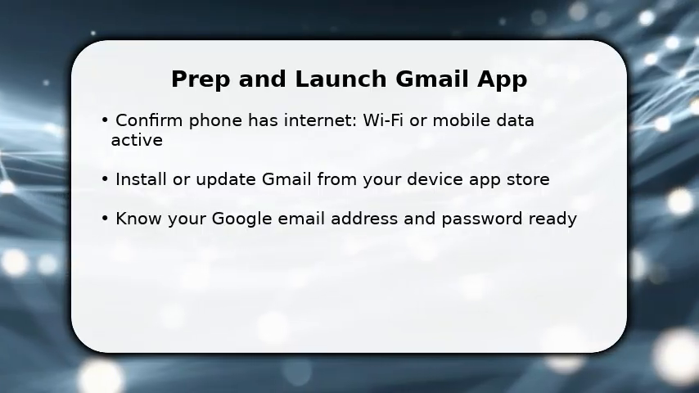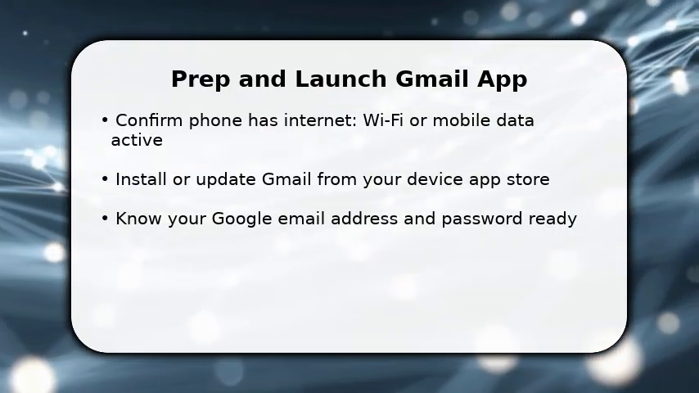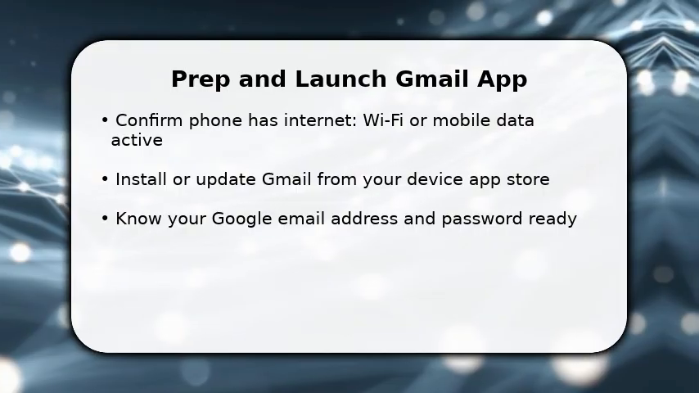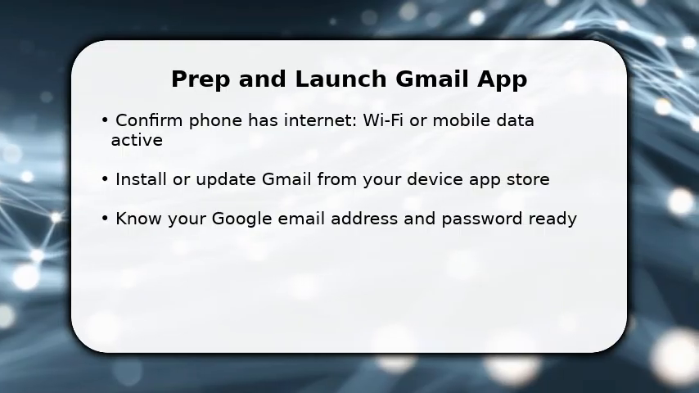You start by making sure the phone is online and the Gmail app is installed. Tap the Gmail icon to open it. Once done, you'll see either a sign-in screen or your inbox. If prompted, choose Add Account and select Google.